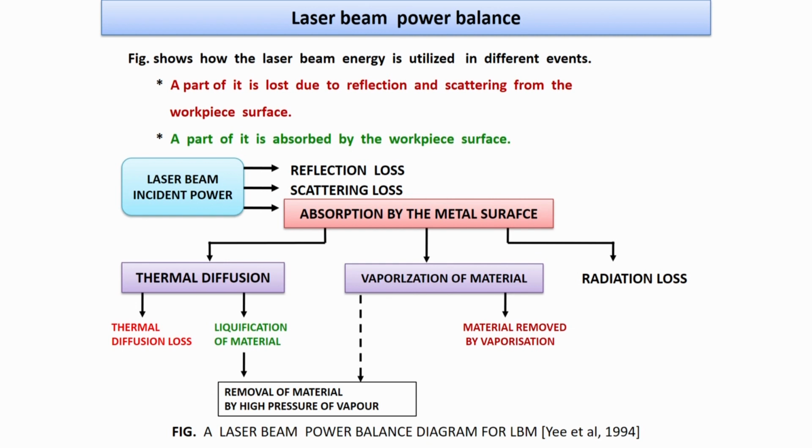Now the laser beam power balance: how is the power distributed during laser beam machining? During experiments, this power is distributed in different ways. A part of the heat source is lost due to reflection, transmission and scattering from the workpiece surface. A part of the laser light is reflected or scattered, so it is lost. A part is absorbed by the workpiece surface.